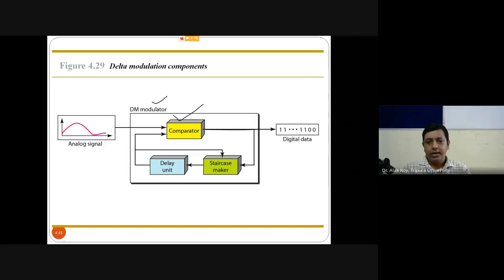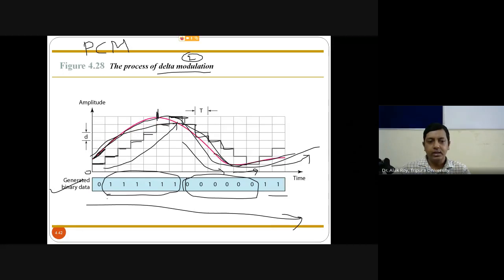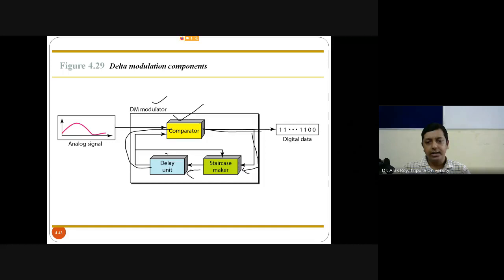That generated data will be given as an input to the staircase maker. The staircase maker will give its output to the delay unit, which will delay it, and then that will be given as an input to the comparator. Otherwise this continuous effect will not be generated. With the help of comparator, delay unit, and staircase maker, you are able to generate digital data from an analog signal. That is the delta modulation modulator.